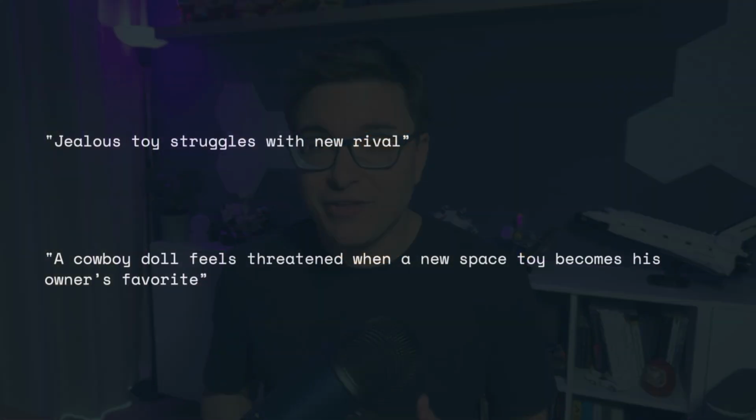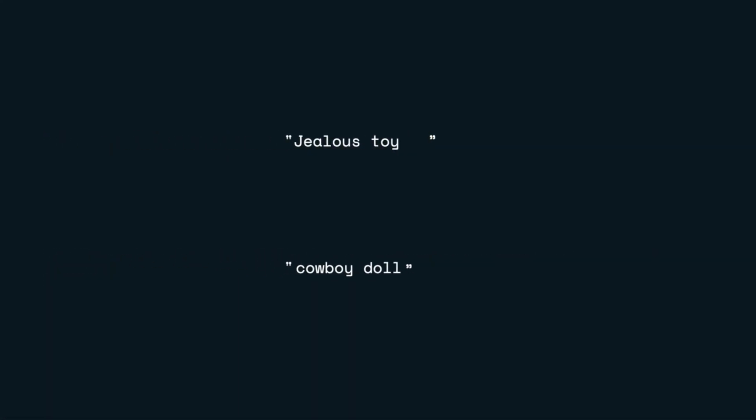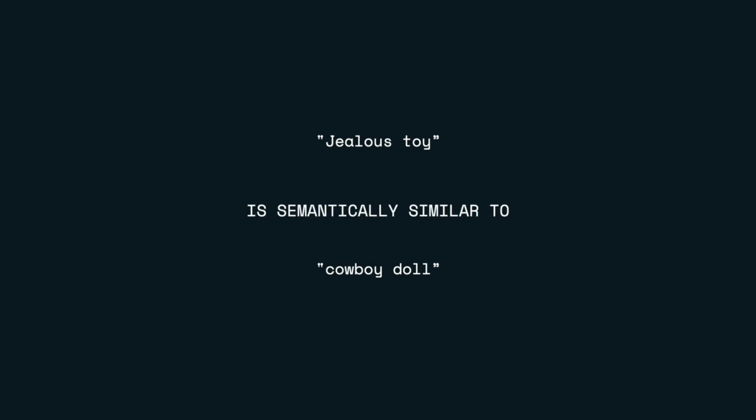And this is exactly where semantic searching shines, because instead of just matching words, it tries to understand the meaning behind what the user is asking. So even if the words are different, like "jealous toy" and "cowboy doll," a semantic search system can still connect the two ideas and bring up the right movie. Behind the scenes, this is possible thanks to vector similarity search.